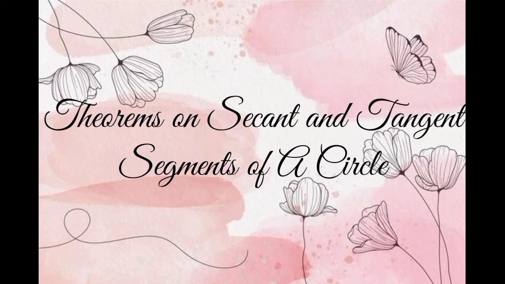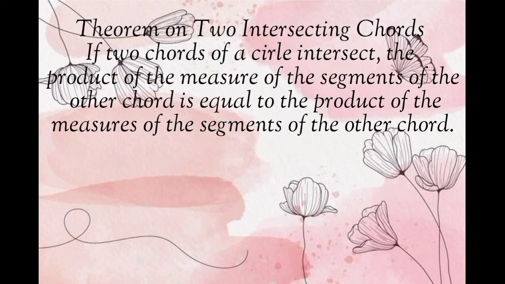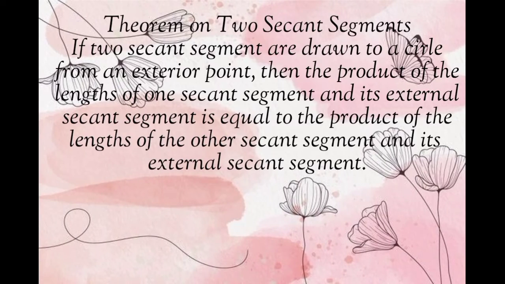Theorems on secant and tangent segments of a circle. Theorem on two intersecting chords. If two chords of a circle intersect, the product of the measures of the segments of one chord is equal to the product of the measures of the segments of the other chord.